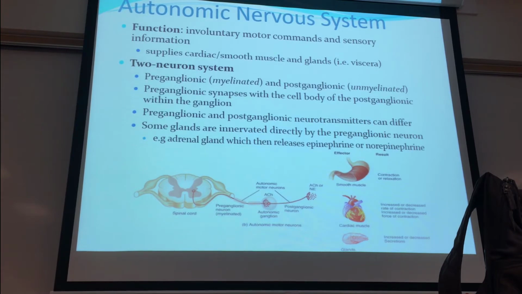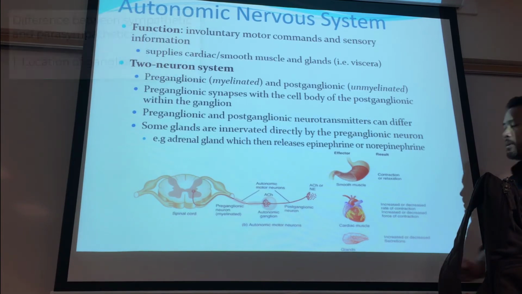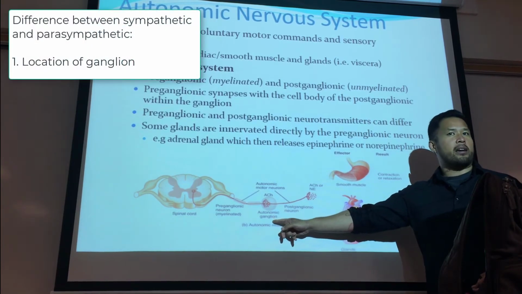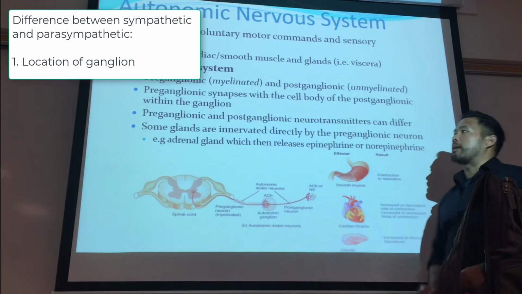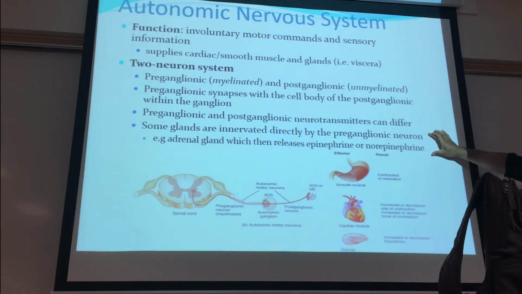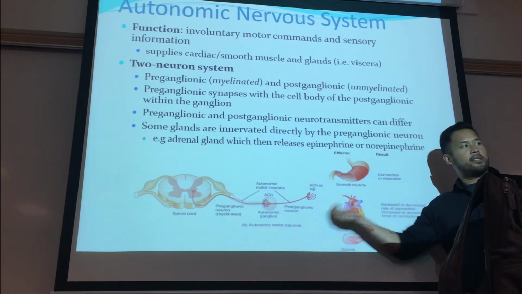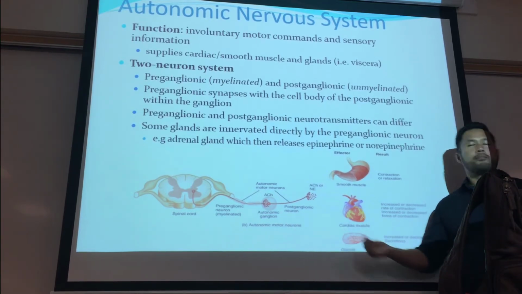Now, the main difference that we're going to be going over in our sympathetic and parasympathetic is going to be the location where that ganglion is located. So keep that in mind. That's going to be the big difference between the two. These little pieces right here, some glands are innervated directly by the preganglion neuron. That's okay. I'll talk about that towards the end, because while I'm describing a majority of the cases, the general rule behind these, there are always going to be exceptions to the rule.